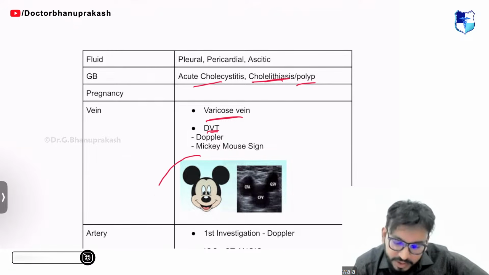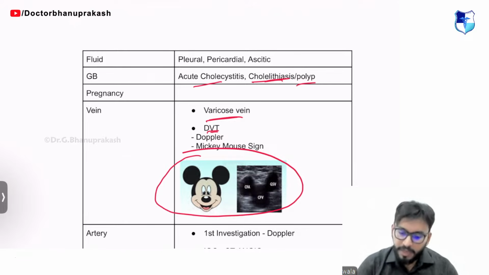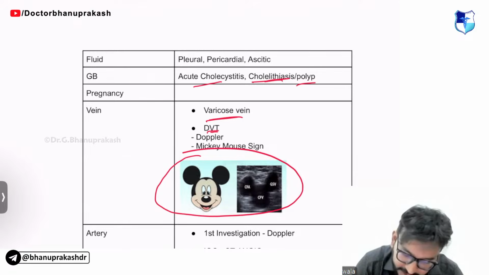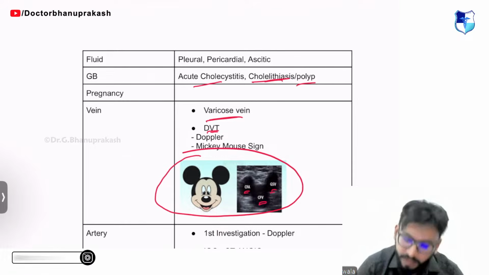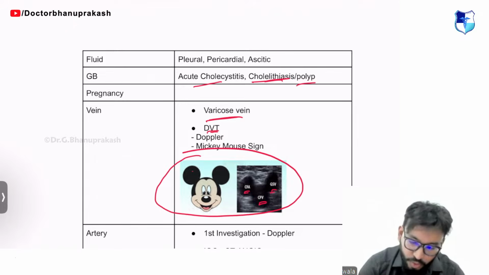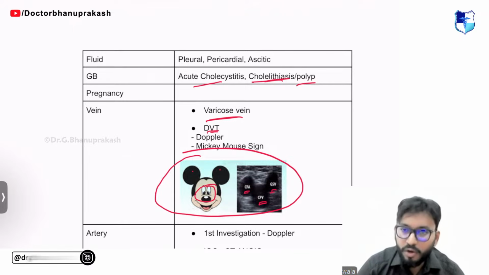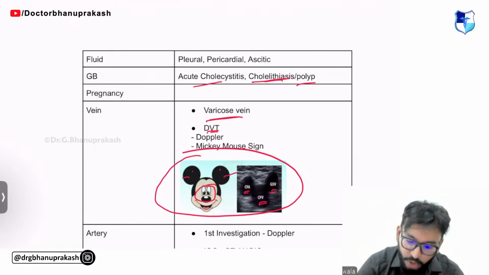A very interesting question that is being asked is the Mickey Mouse sign, guys. That is your great saphenous vein, common femoral vein, and common femoral artery. These three form the Mickey Mouse sign, that is the 2 ears and the face of the Mickey Mouse. The face is formed by the common femoral vein. This is the GSV and this is the common femoral artery.